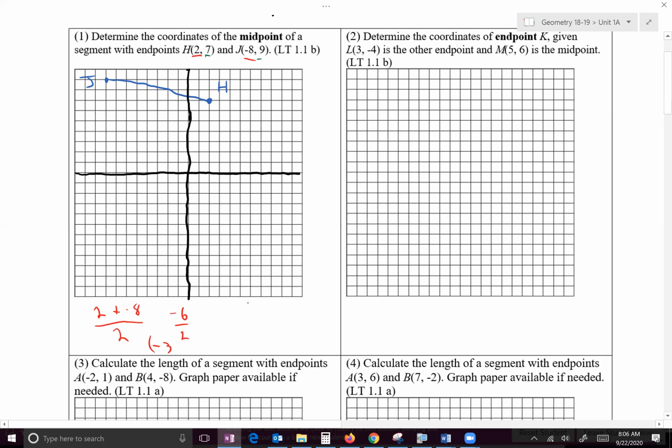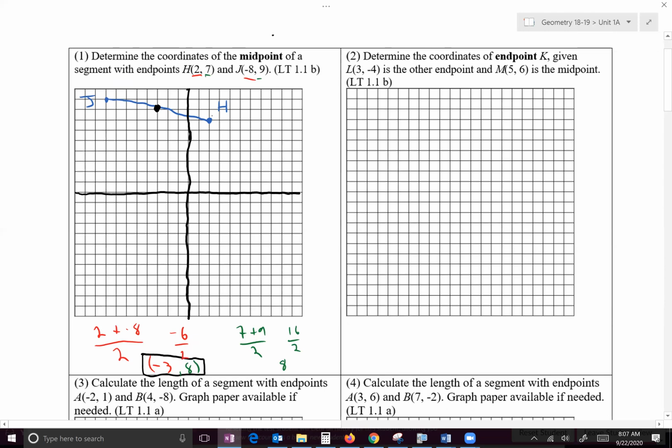Same thing with our y's. 7 plus 9 divided by 2. So 7 plus 9 equals 16. Divided by 2 gives us 8. So our coordinates are negative 3 and 8. And if I plot that, negative 3, 2, 4, 6, 8. That's right about there. I didn't draw my blue line too straight, but that's right in the middle. So that's my answer. Okay.